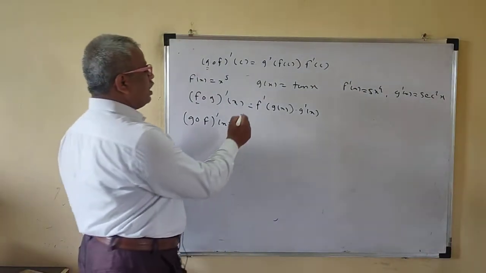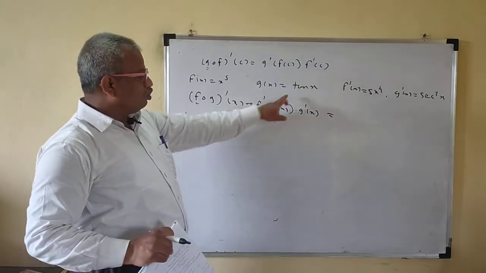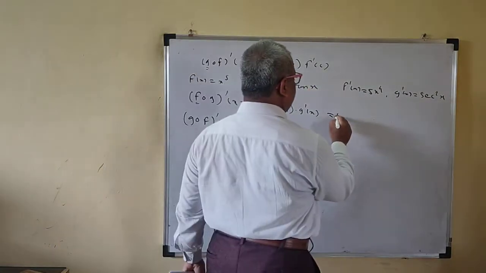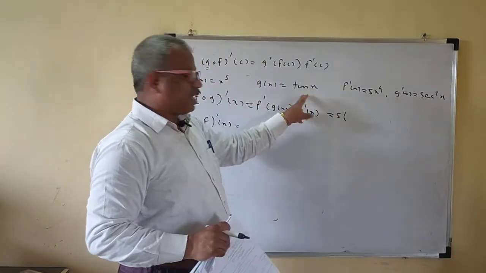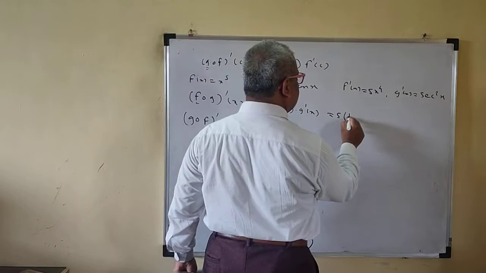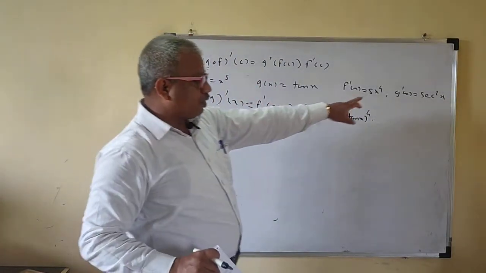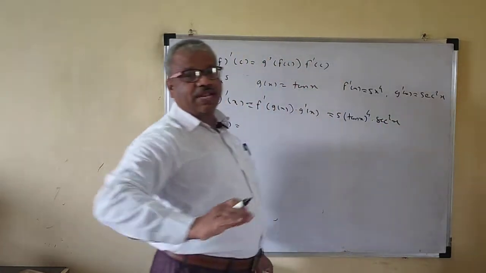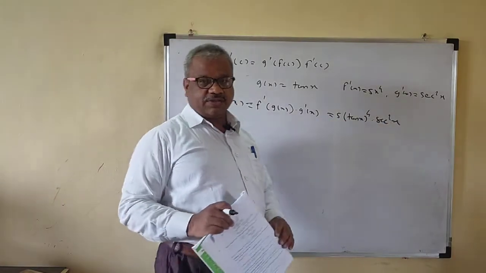So what is this then? This is f prime g of x. Your g of x is tan x. What is f prime of something? This is 5 g of x to the power 4, so replace x by tan x. This is 5 tan x raised to 4 into g prime x. What is g prime x? Sec square x. You can write sec square as 1 plus tan square, so that it converts in terms of only tan.